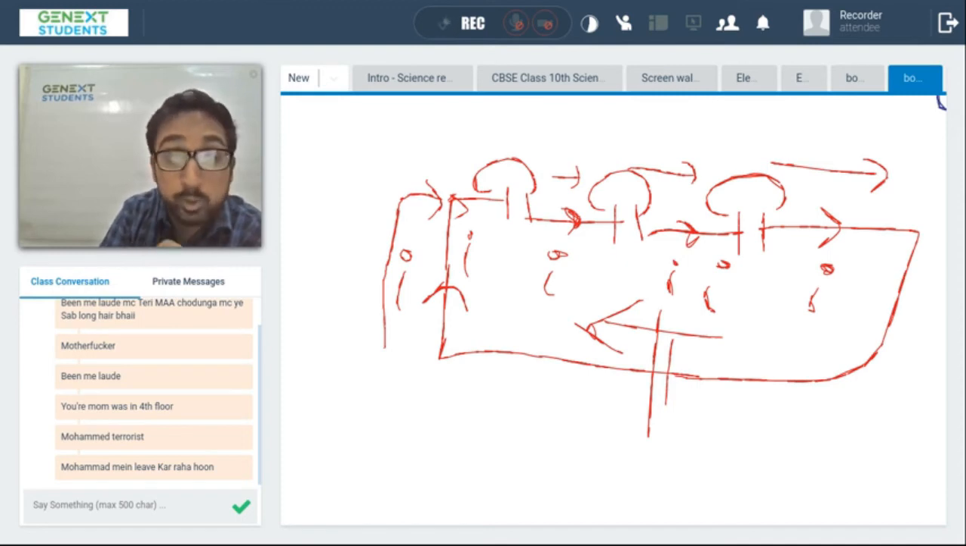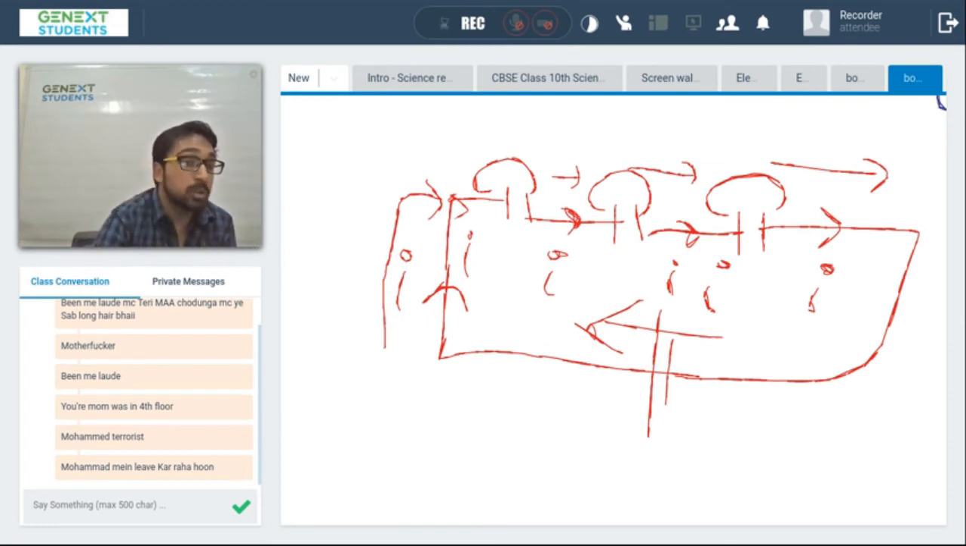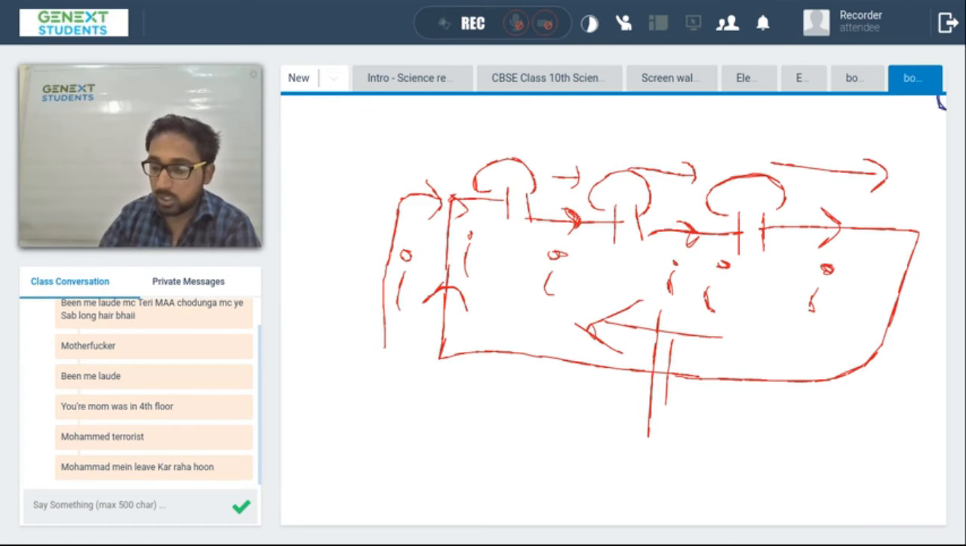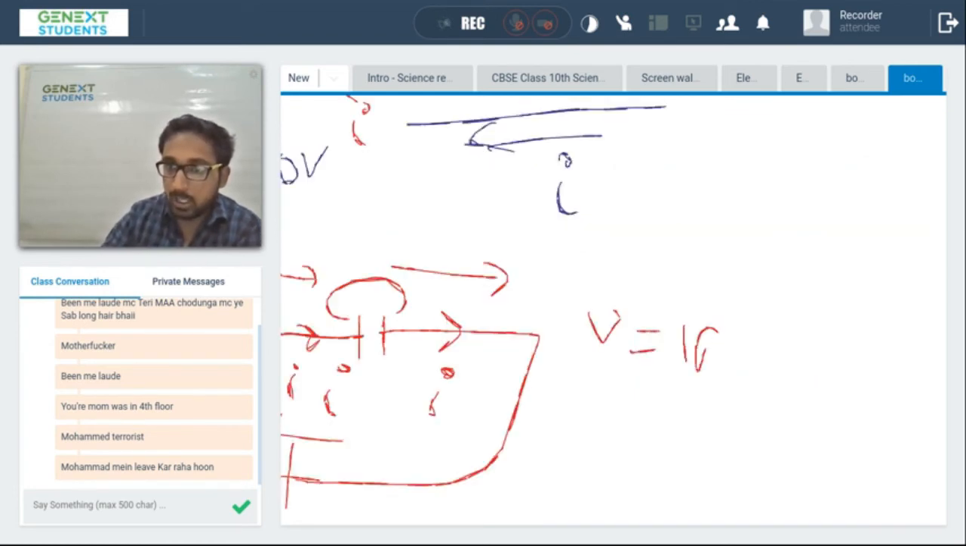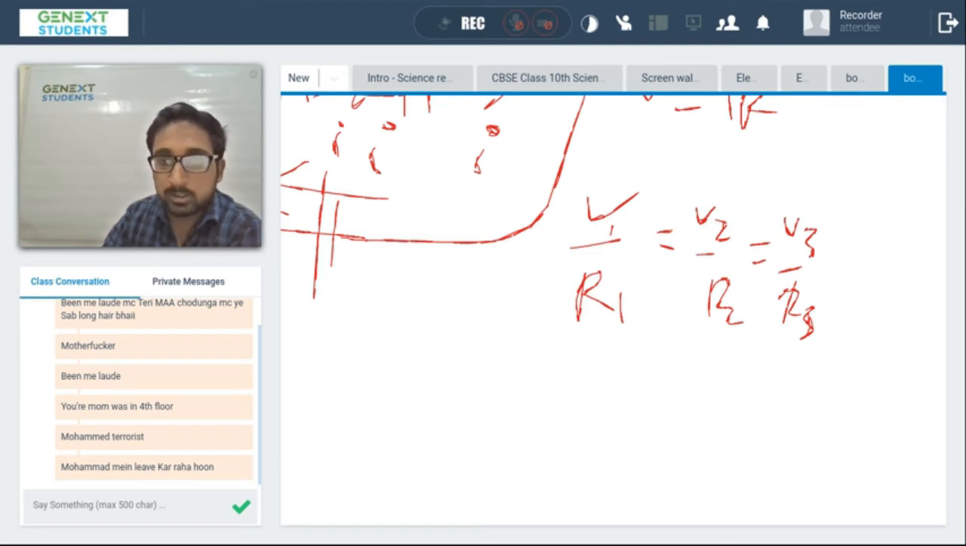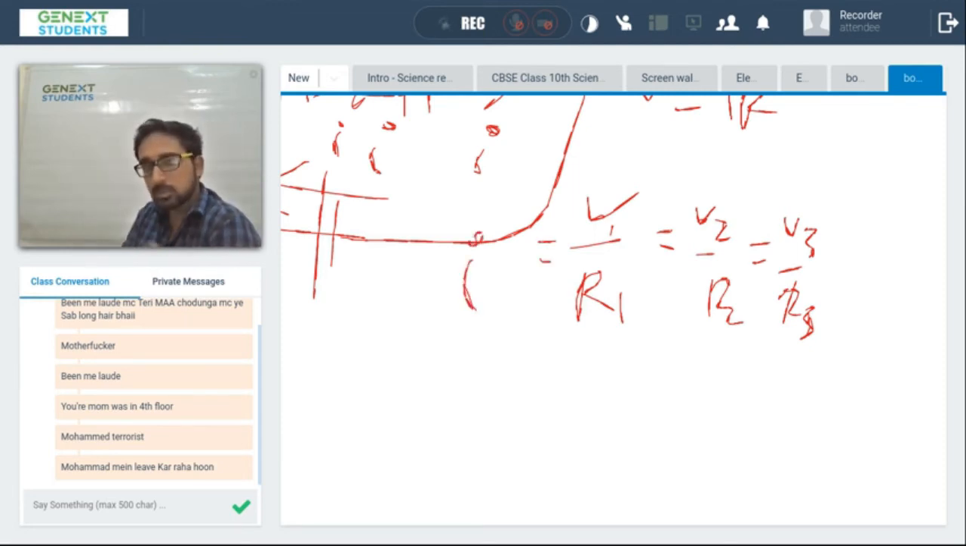Do you understand this? The current is going to be equal. यह समझना जरूरी है, तो current equal होगा. That means by the formula V equals IR, V by R will be equal, that is, V1 by R1 has to be equal to V2 by R2, which has to be equal to V3 by R3, like that. This is equal to current I. ये बात समझ में आती है क्या?